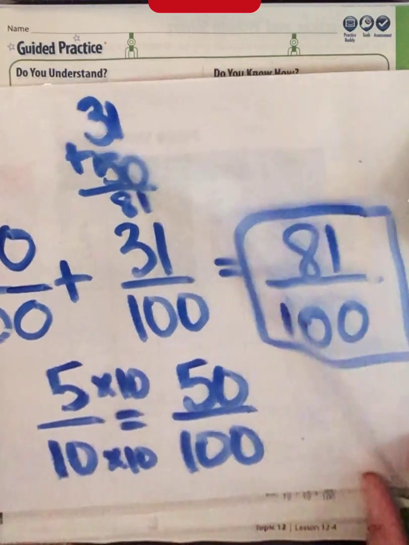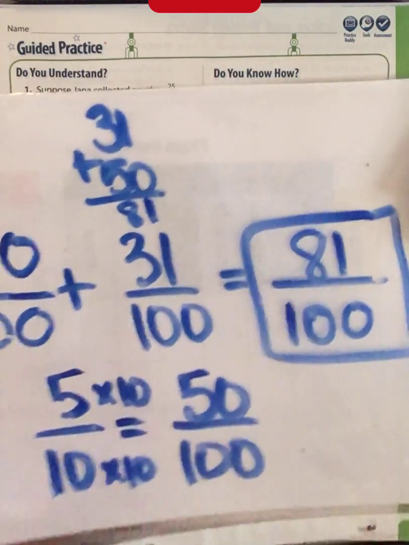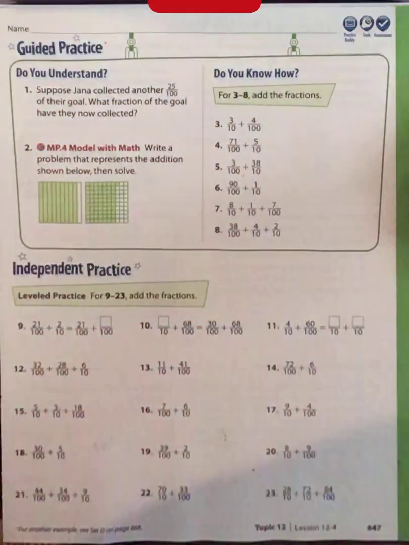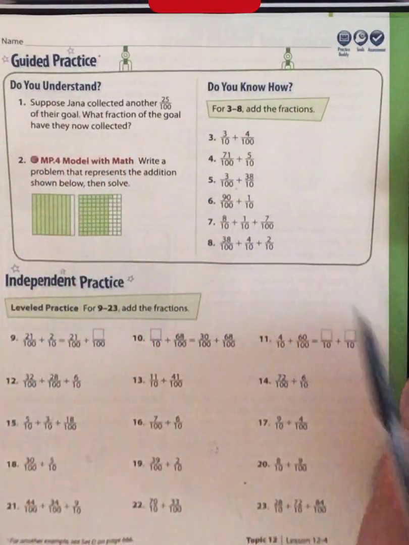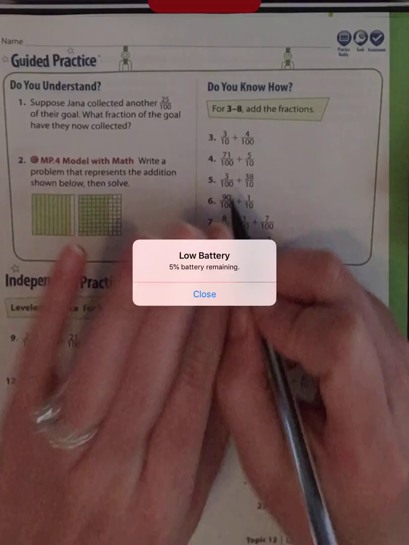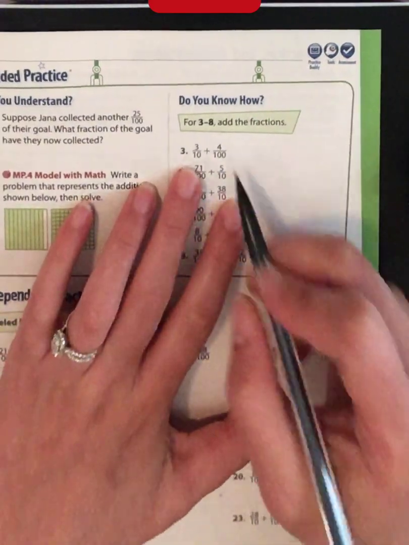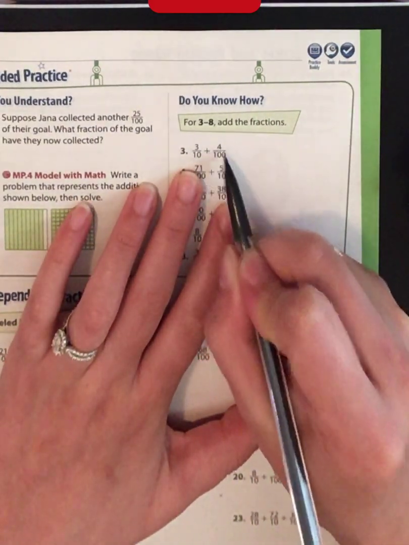Let's take a look at what the assignment looks like, okay? Because it's best that you get used to what the assignment looks like. So, here we go. Prime example. Let's just start with number 3. Okay? 3 tenths plus 4 hundredths.